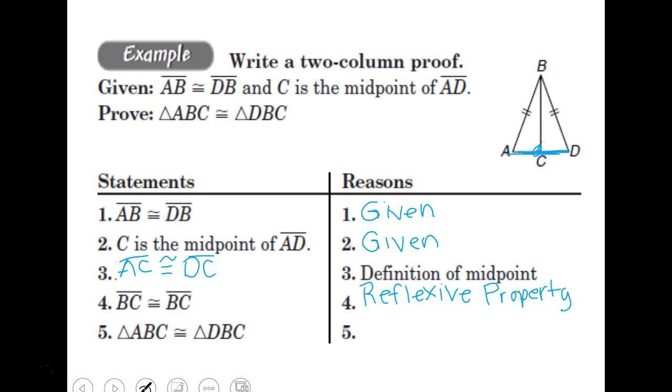Okay. And then the last statement that we have is that triangle ABC is congruent to triangle DBC. And so triangle ABC must be congruent to triangle DBC. They share this side right here, so it's congruent to itself. We also know that these 2 sides are congruent, and we were given that the 3rd side was congruent. So that tells us that we are proving this by side, side, side.